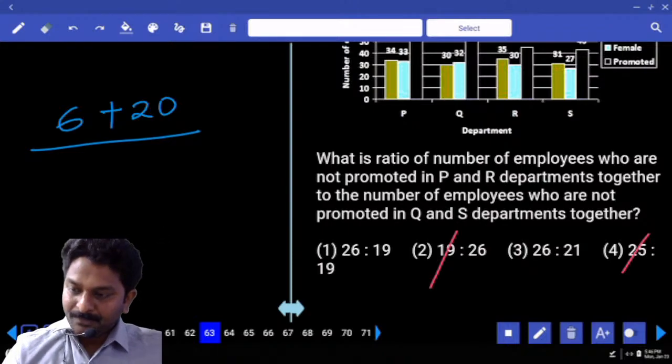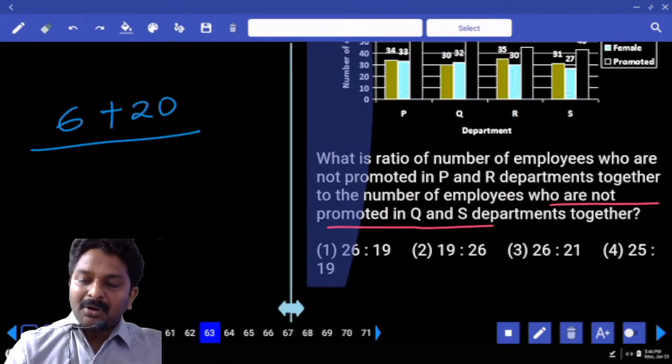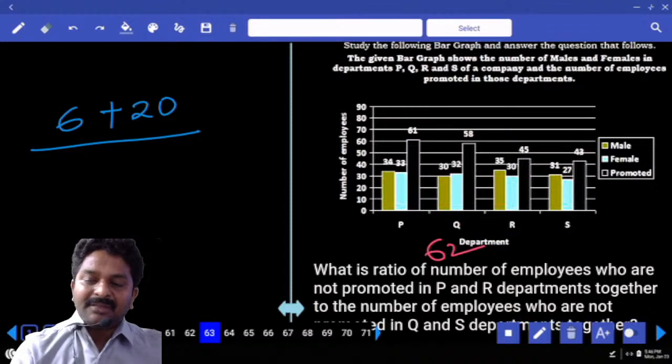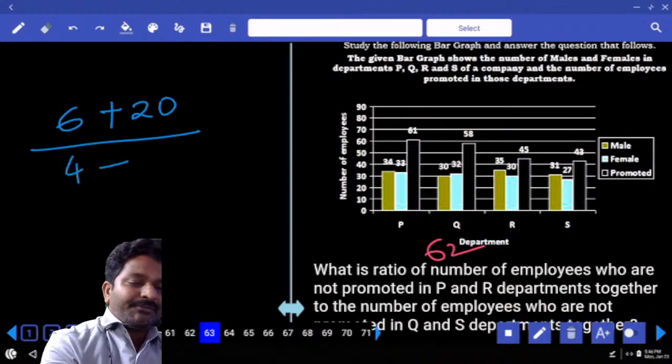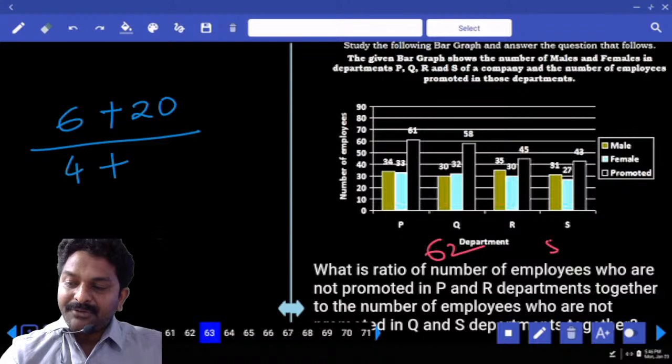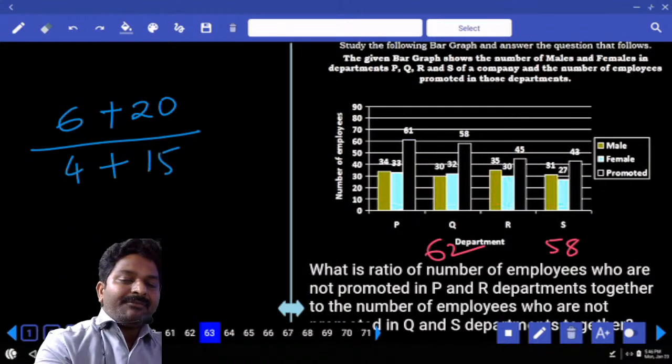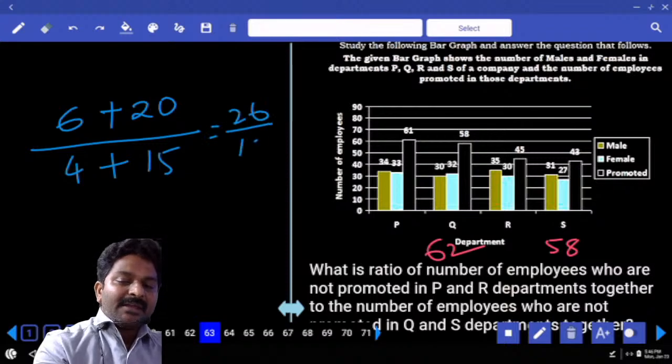Who are not promoted in Q and S together. In Q we have 62. Out of them 58 are promoted. Not promoted 4. And in S out of 58, 43 are promoted. Not promoted are 15. So the ratio is 26 by 19 final.